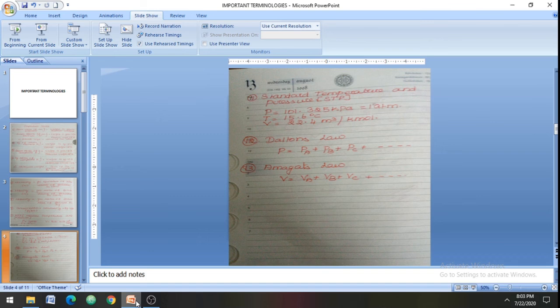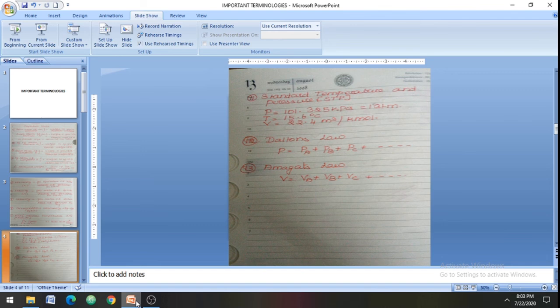USA follows the standard temperature and pressure. Other countries follow normal temperature and pressure. Only the USA follows the standard temperature and pressure. Only one thing is different, the temperature. Whereas in NTP, temperature is 0 degrees Celsius, in STP, temperature is 15.6 degrees Celsius.